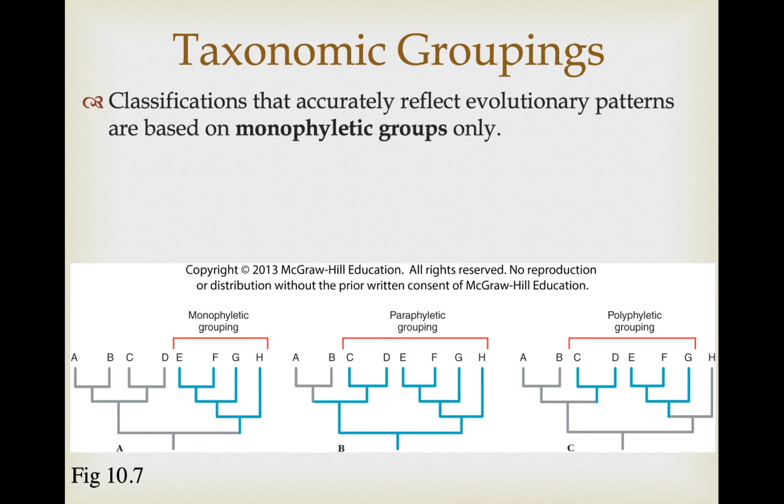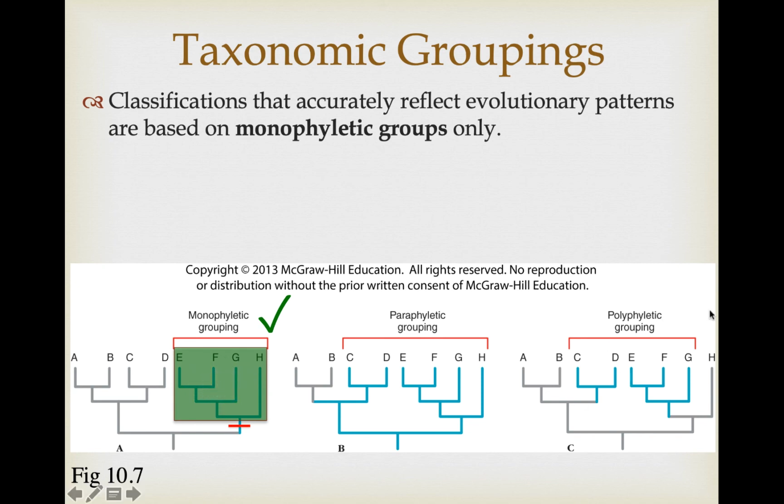Those are the types of characters that we want to use. But sometimes we get characters that, because of the rate at which they evolve or because of the circumstances in which they evolve, can kind of mislead us. And we want to try to avoid those. So again, we're trying to look for synapomorphies to support something like this monophyletic group.